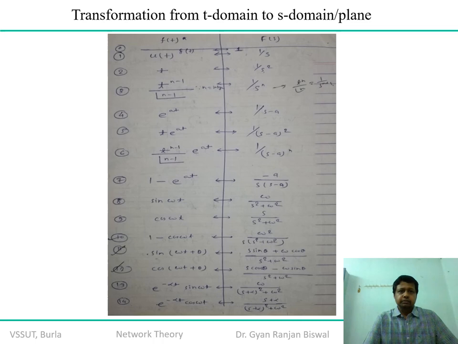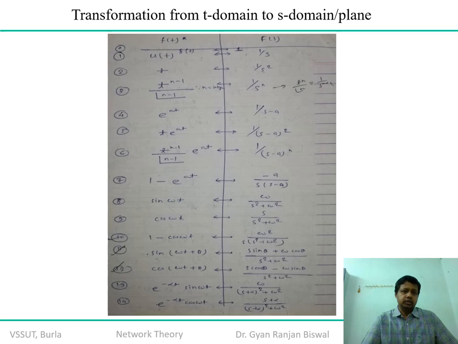Similarly, you can attain any nth order signal or function in the time domain. Its equivalent in the frequency domain will be 1 upon s raised to n, for any order of n minus 1. e raised to at, an exponentially rising function, is 1 upon s minus a. e raised to minus at, an exponentially reducing function, is 1 upon s plus a. t times e raised to at, that means the exponentially rising function and the ramp function are both multiplied, so it is 1 upon s minus a raised to 2. Therefore, for any other order of n minus 1, you will get 1 upon s minus a raised to n.